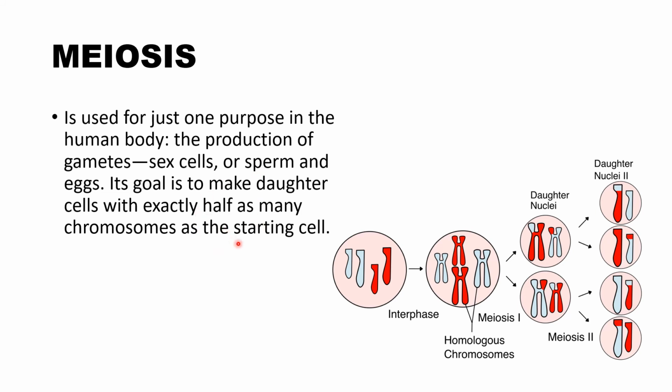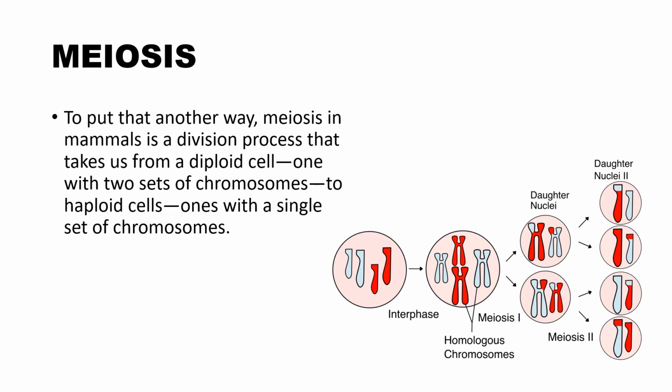Pero dito sa meiosis, yung goal niya ngayon is to make daughter cells that are half lang as many chromosomes as the starting cell. So, half lang yung chromosome as the starting cell. So, yun yung meiosis.